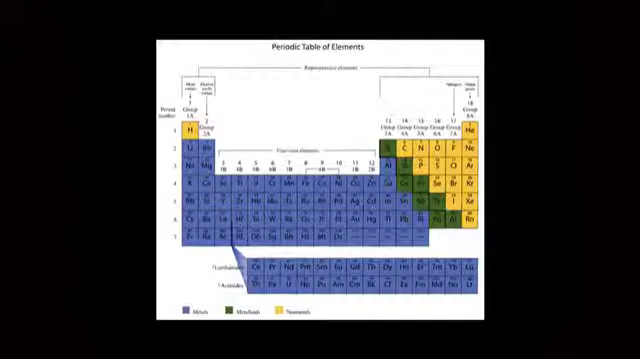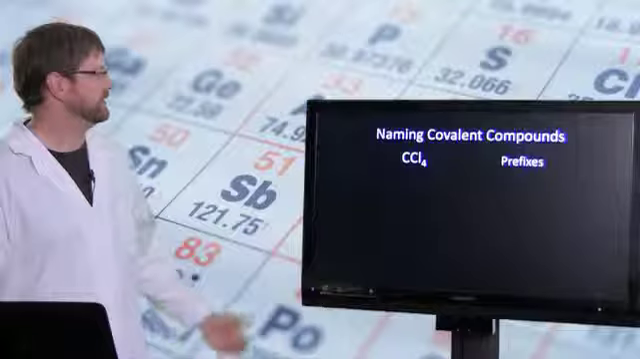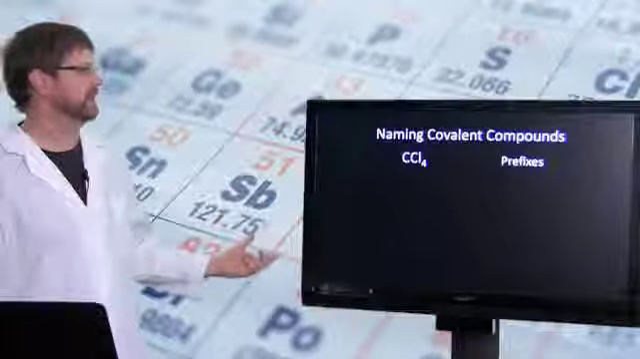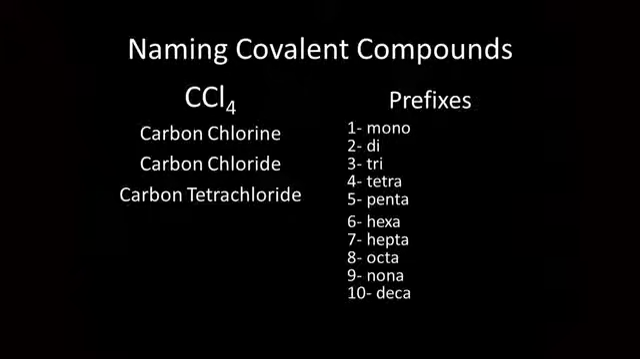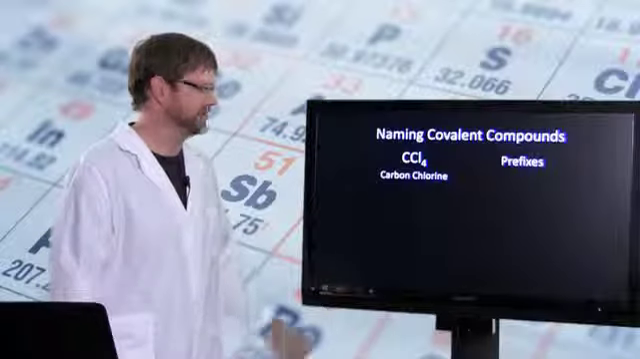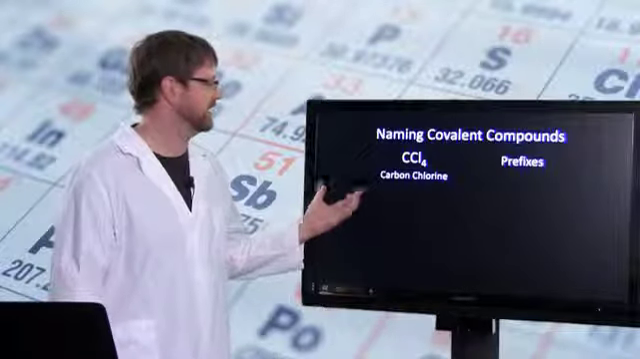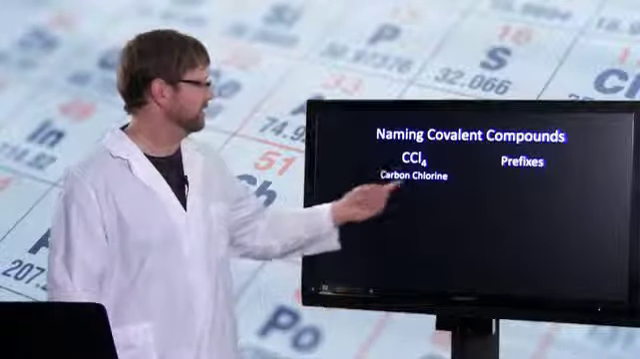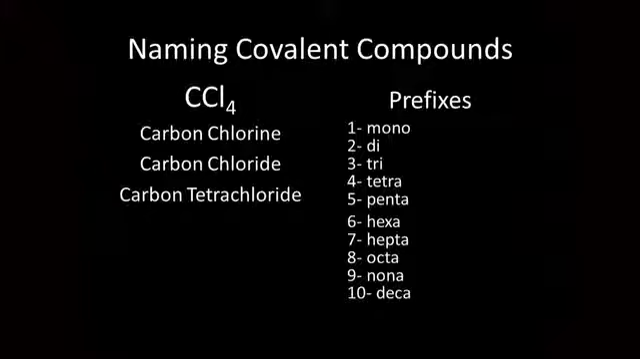Now, let's change gears and look at what happens when a nonmetal and a nonmetal bind. This is what we call covalent compounds. This is an example of a covalent compound, carbon and chlorine. So, to name a covalent compound, again, write out carbon, chlorine. Again, we change the ending of the second element to "ide," so carbon chloride.